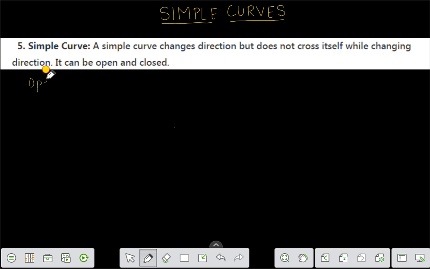Open simple curves. And it has two endpoints. An open simple curve is like this. This is open, this is not closed, and it has two endpoints. That is A, B, C, and this is D point. A and D points are the two endpoints, and this is open, right? Open curves. It can also be written like this.